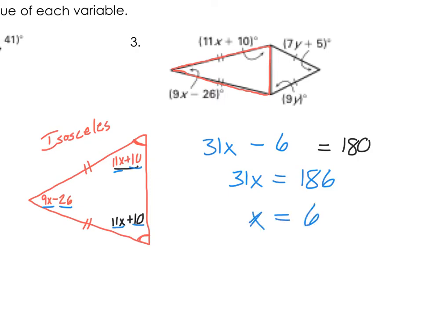And once again, I can plug that in to check to see if I'm correct. So my two base angles are each going to be 76, and my vertex angle is going to be 28. And it looks like that checks out because all three of those do add up to 180.